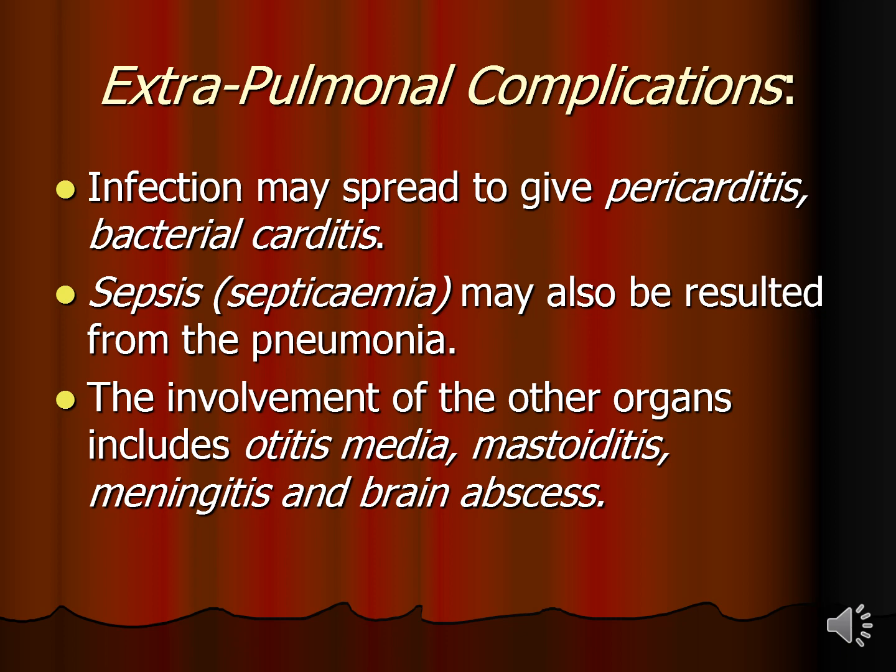What are possible extrapulmonary complications? There are also several possible complications. For example, infection may spread to give pericarditis, bacterial carditis. The second possible complication is systemic pathology like sepsis in the way of septicemia. It can be a result of pneumonia.